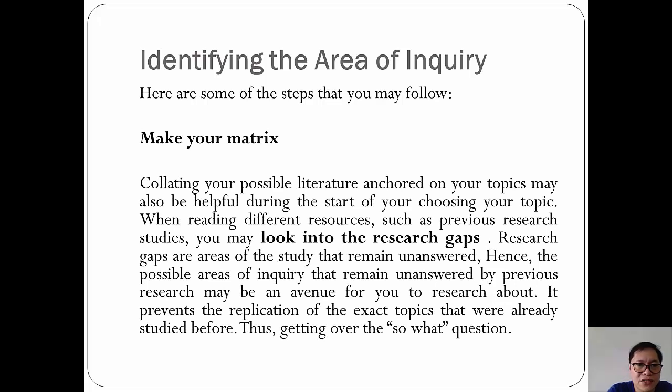Make your matrix. Collating your possible literature anchored on your topics may also be helpful at the start of choosing your topic. When reading different resources such as previous research studies, you may look into the research gaps. What is a gap? Kulang, a lack. Okay? Read on other research. For example, you have your own topic. Read other research based on your topic and read what is the gap.